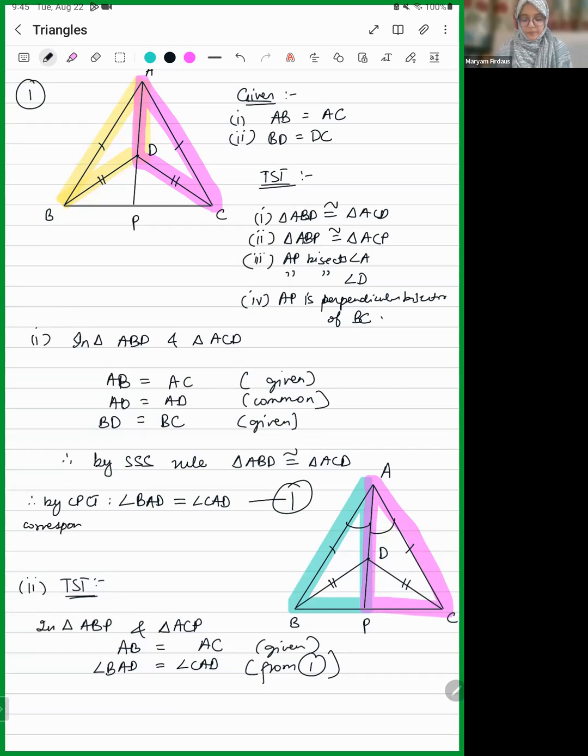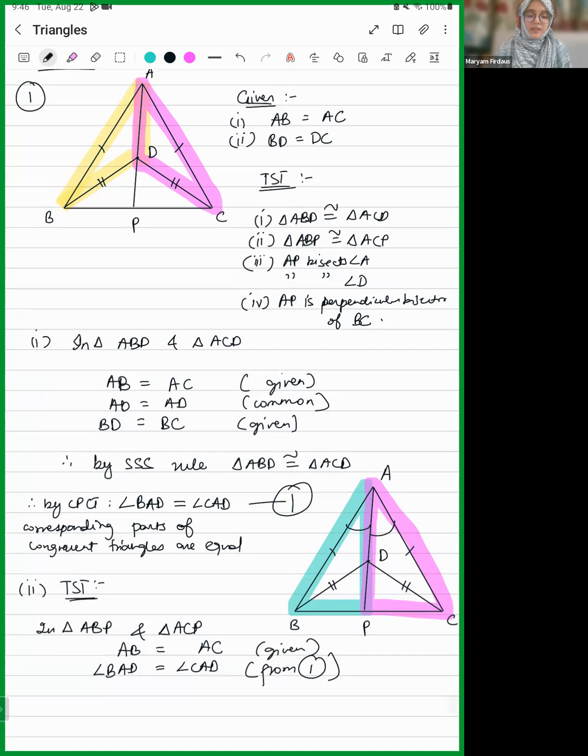Corresponding parts of congruent triangles are equal. Right? I mean, it does make sense. If two triangles are congruent to each other, then each of their parts will be equal. Just like this part will be equal to this part, this angle will be equal to this angle, and so on. The sides will also be equal. So not all the sides, but the corresponding sides.